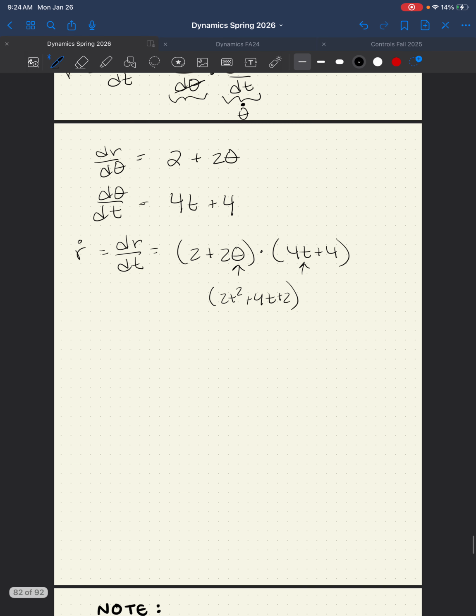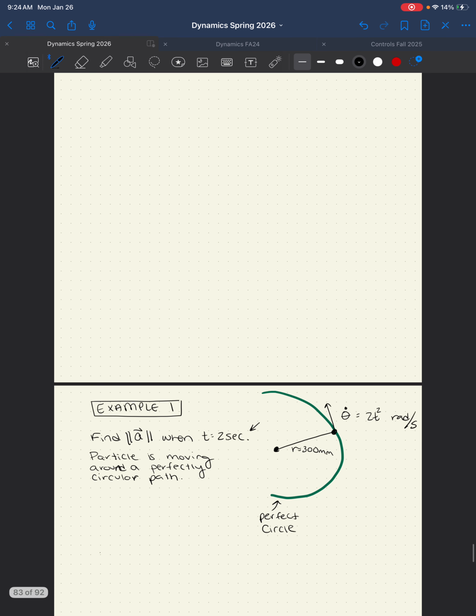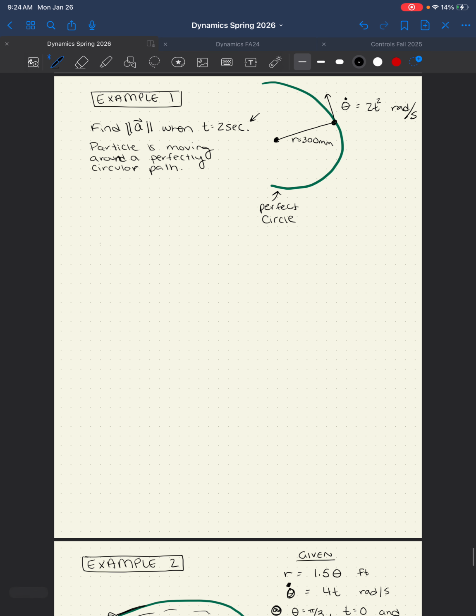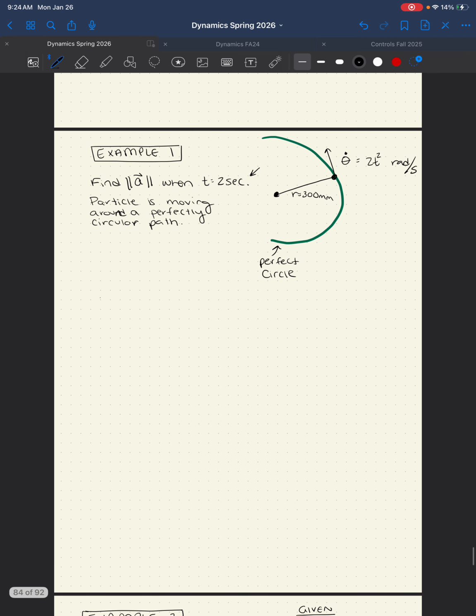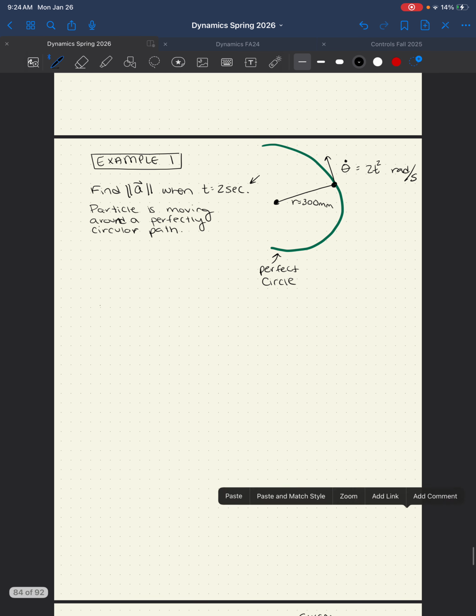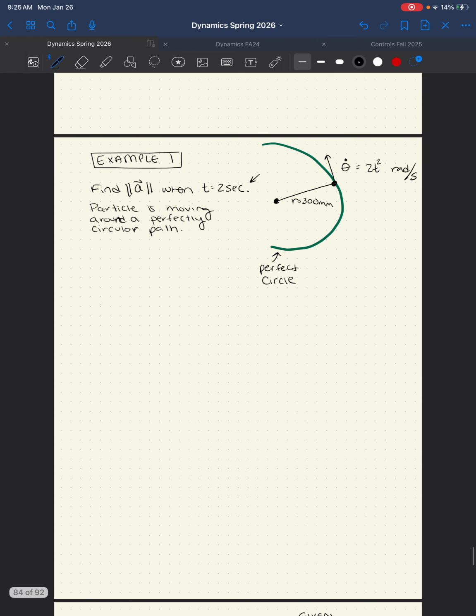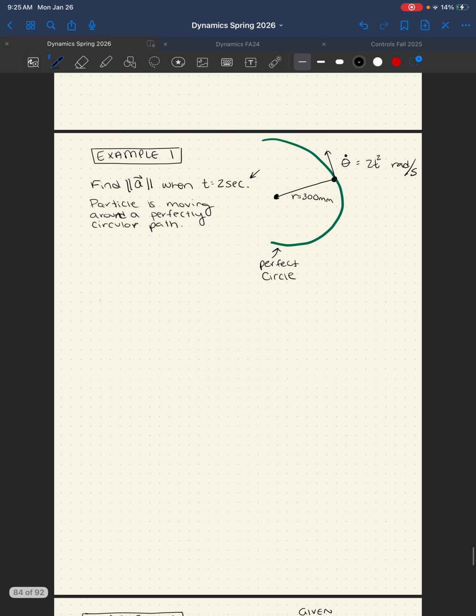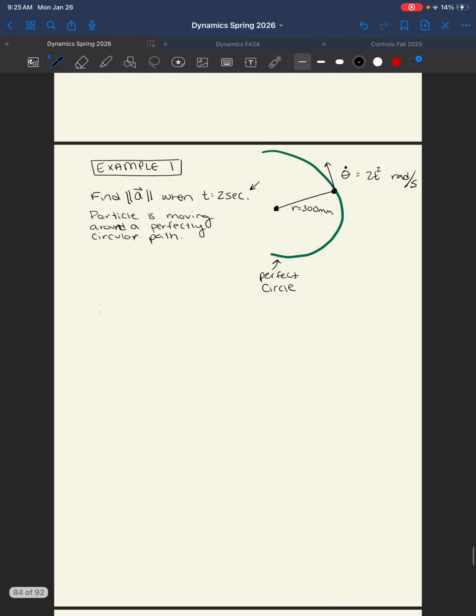Okay, let's move on to our first working example. Whoop, we already did that. So our first in-class example, we said, all right, we want to find the magnitude of acceleration when t equals 2 seconds for this particle that is moving around a perfectly circular path. So we're going to pretend that Dr. Higgins can draw a perfect circle, and that's this green path. And this perfect circle we see has a radius of 300 millimeters. And we're given that theta dot is equal to 2t squared radians per second.